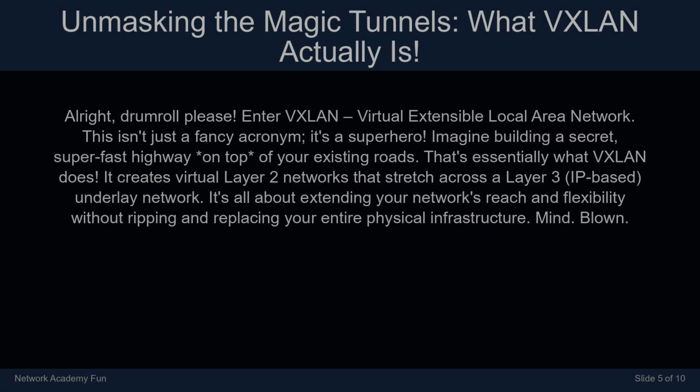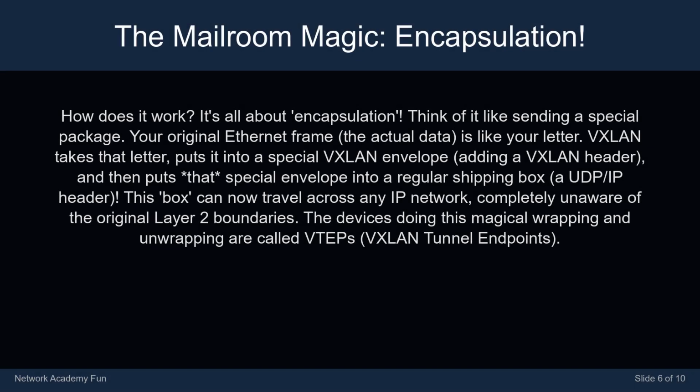Mind blown. How does it work? It's all about encapsulation. Think of it like sending a special package. Your original Ethernet frame, the actual data, is like your letter. VXLAN takes that letter, puts it into a special VXLAN envelope, adding a VXLAN header, and then puts that special envelope into a regular shipping box. A UDP IP header. This box can now travel across any IP network, completely unaware of the original Layer 2 boundaries. The devices doing this magical wrapping and unwrapping are called VTEPs.